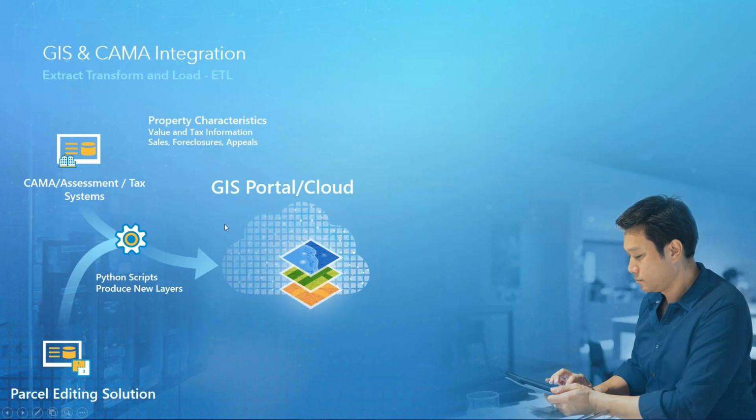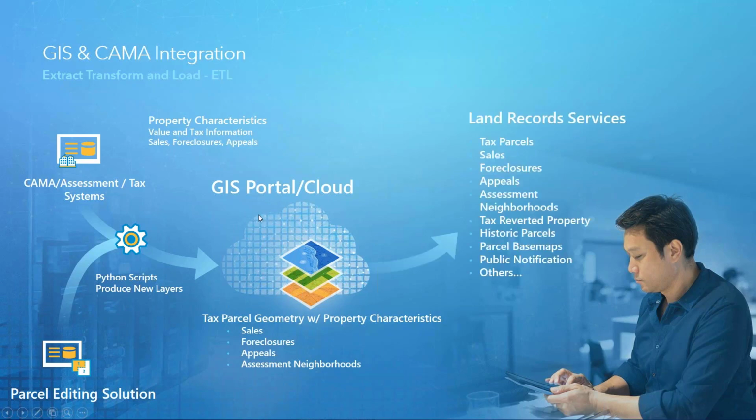There are some tools out there that we can help with, or you might be comfortable with Python scripting yourself. But that's how we handle this integration between GIS and CAMA. At that point, you're creating tax parcel geometry with those property characteristics coming from your CAMA system: sales, foreclosures, appeals, assessment neighborhoods, things of the like. Those are then fed out as land record services, so tax parcels, sales, foreclosures, those layers inside the WebGIS that ultimately serve and feed those applications that we've been demoing.